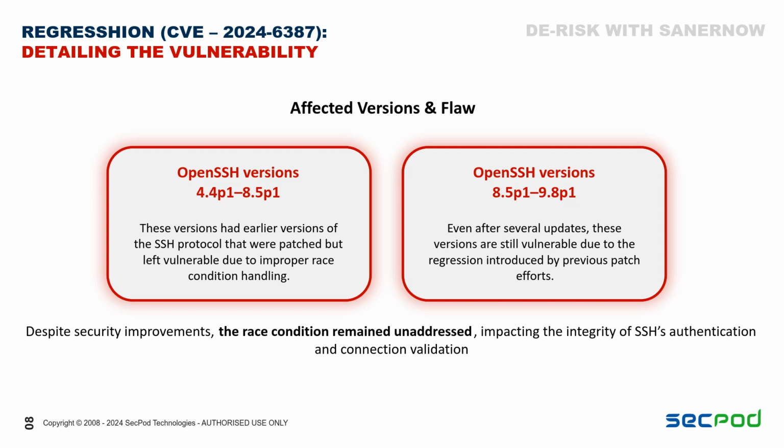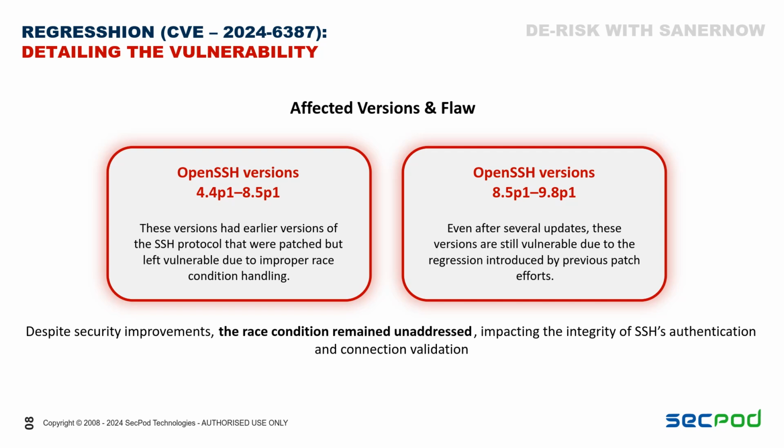Okay, this is some of the root causes. Now let's look at the OpenSSH versions that are affected and understand why these systems remain vulnerable. Virendra, can you start by highlighting the affected versions? Sure. A regression impacts OpenSSH versions from 4.4 P1 to 8.5 P1 and extends to versions up to 9.8 P1.